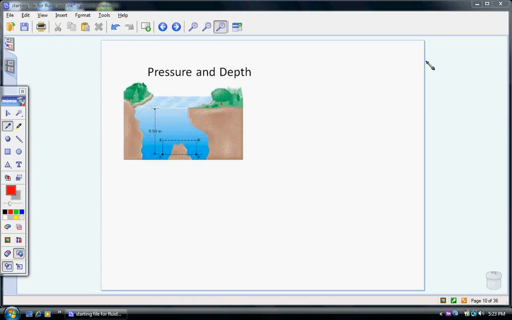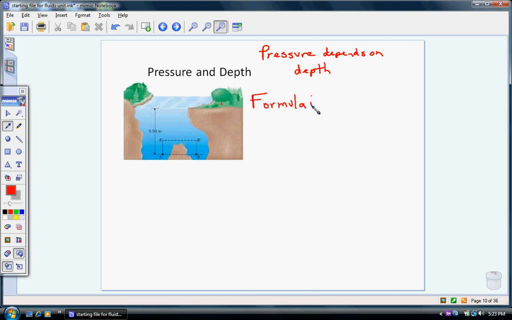The pressure in the water depends on the depth. The deeper you go, the greater the pressure. The formula for calculating this increase in pressure goes like this.